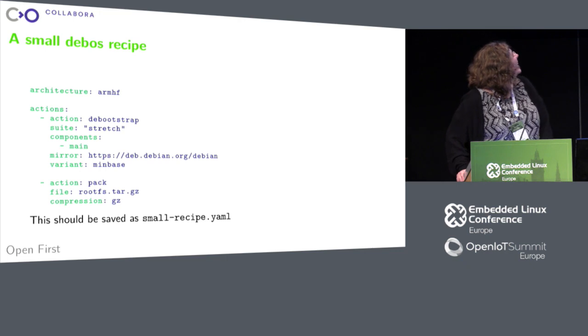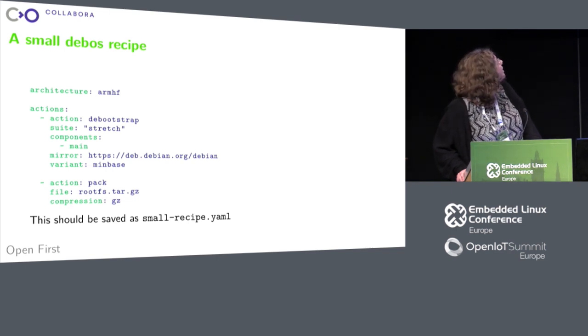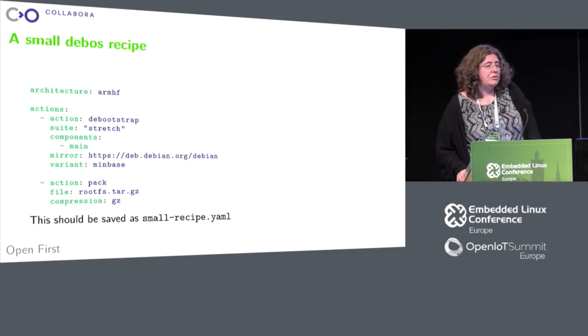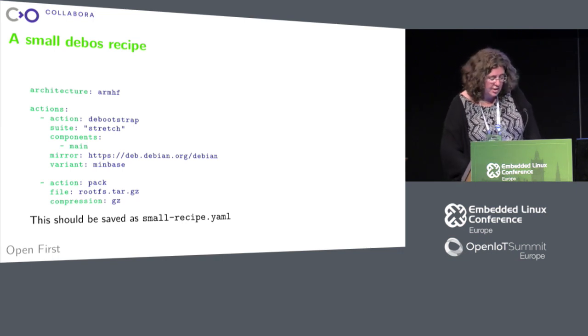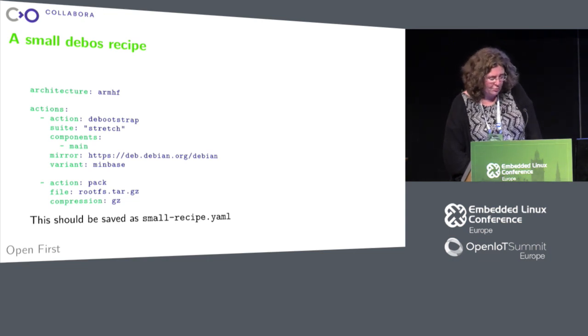So here, we are targeting ARM hard-float, that is like the Debian port for 32 bits hard-float. It's the bootstrapping, and there are two steps. The first one is bootstrapping a Debian sysroot. We will see later what the bootstrap is exactly. And the second one is just making a tarball with the sysroot. So this is like the minimum you can do. Of course, most of the time you want to do way more than that.